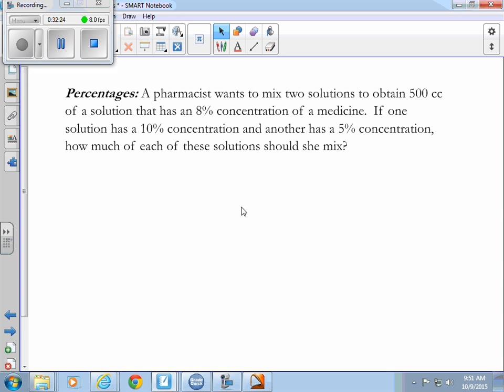A pharmacist wants to mix two solutions to obtain 500 cc's of a solution that has an 8% concentration of medicine. If one solution has 10% and another has 5%, how much of each should they mix together? So again, common problem in biology. Have y'all ever seen in your biology class, which I don't know how much they do here, they'll have different concentrations of alcohol, but for a certain experiment you'll want a combination of the two, and so you'll use both. That's where this would come into play.